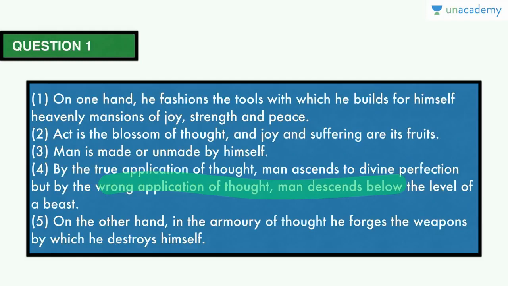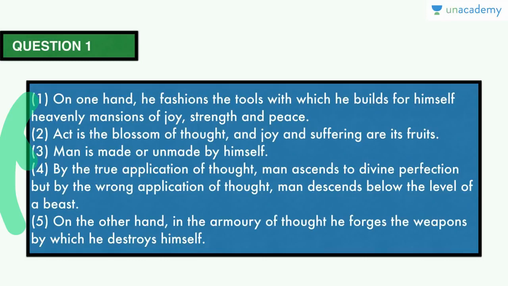So clearly let's start off with sentence 3, because if we start off with sentence 3, then we can decently move on to sentence 1-5. So 3-1-5 is a good sequence. Man is made or unmade by himself. On one hand, he fashions the tools with which he builds for himself heavenly mansions. On the other hand, in the armory of thought, he forges the weapons by which he destroys himself.